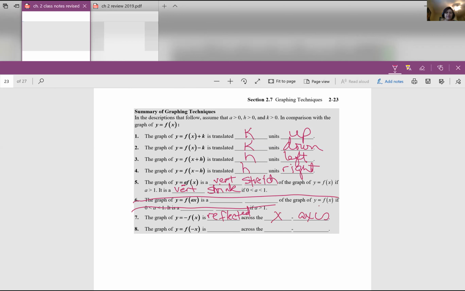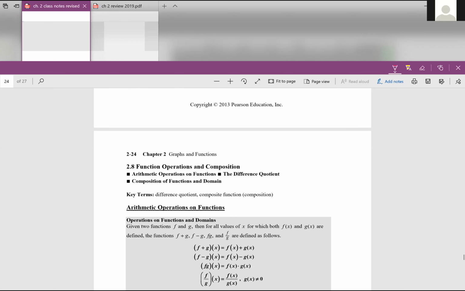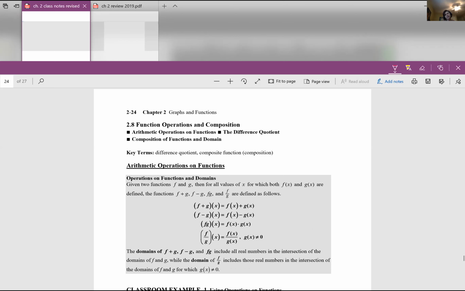If the negative happens only to the x, and we're not really going to get this on a test question, but I'll go ahead and fill this in for you, it makes it reflect over the y-axis. Depending on your function, sometimes when you reflect over the y-axis, it looks the same. That's not as common, but I wanted to cover it. So that's all you really need to know out of 2.7. Does that make sense?